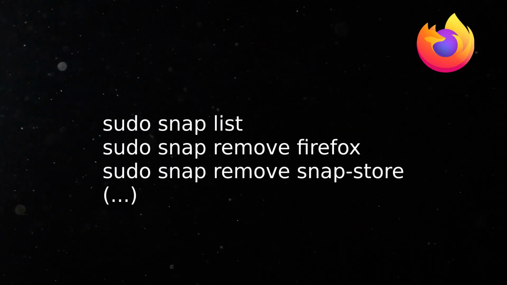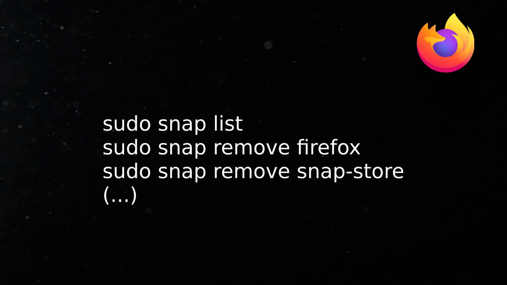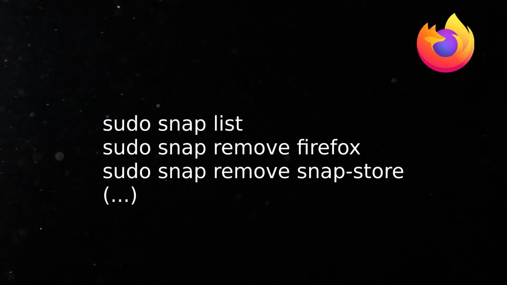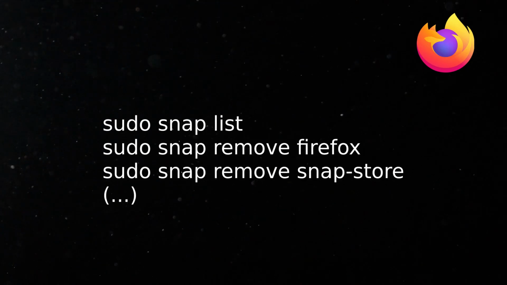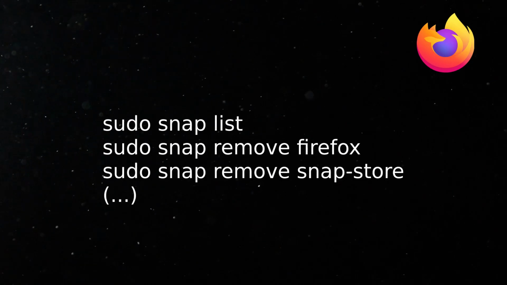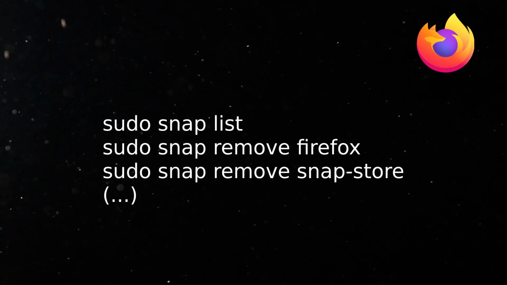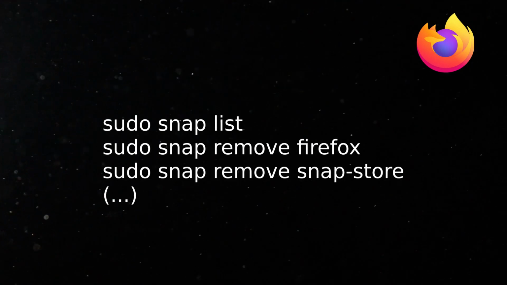Then you need to have a look at which apps have been installed by Snap. That's what the command sudo snap list is for. You need to remove the Snap Firefox version. You need to remove the Snap Store. If there are more apps, which shouldn't be the case because you've just installed the system, you need to get rid of these as well with snap remove and then the name of the app.